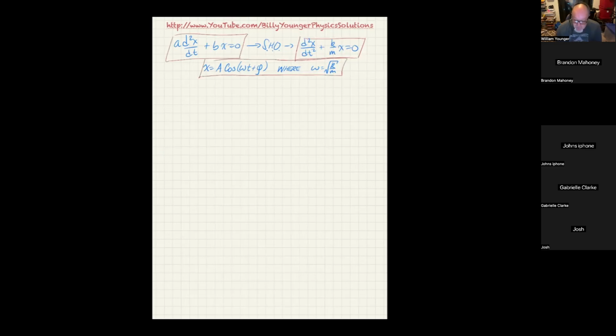You'll see it as an RC circuit. So when you have a resistor and a capacitor in a circuit, you can get an equation like this. When you have a resistor and an inductor in a circuit, you can get an equation like this. When you have an atom near its equilibrium position near another atom, or an atom near its equilibrium position within a molecule, all of this stuff still holds.